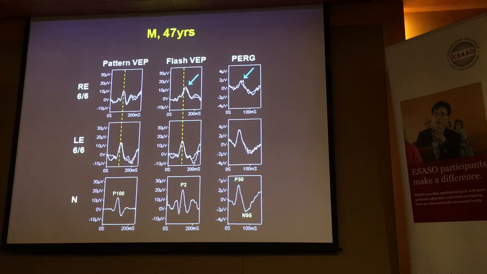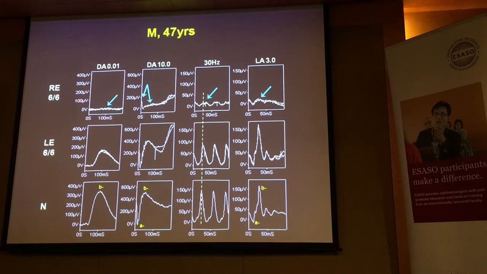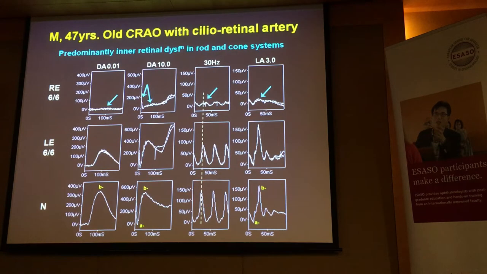So this, of course, in the context of the pale disc and narrow vessels, now thinking retinal disease, when you do the ERGs, no rod-specific ERG, profoundly electronegative with additional A-wave, big delay in flicker. So this, of course, is an old central retinal artery occlusion with a ciliary retinal artery preserving the blood supply to the macula, leaving you with normal visual acuity, but other than that, with the signs of an old CRA.